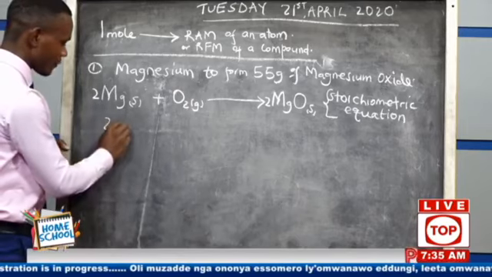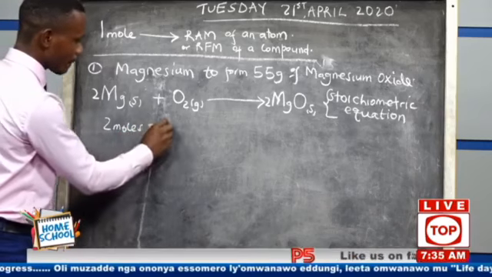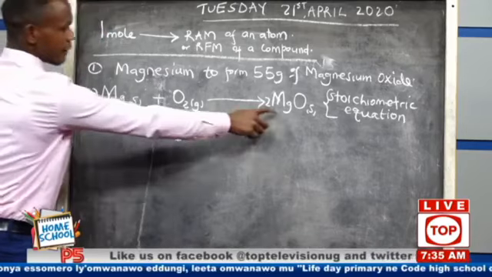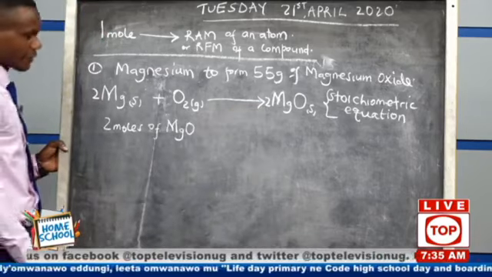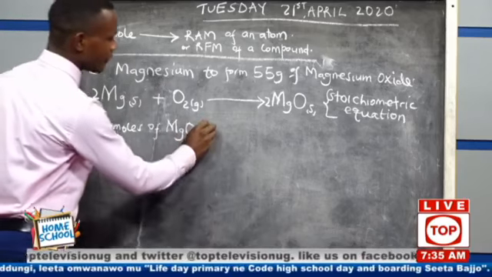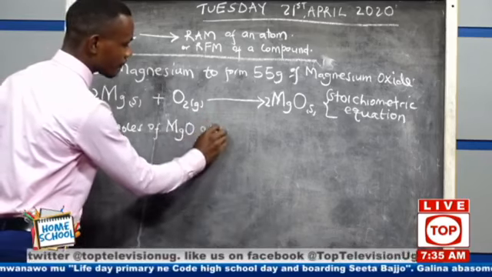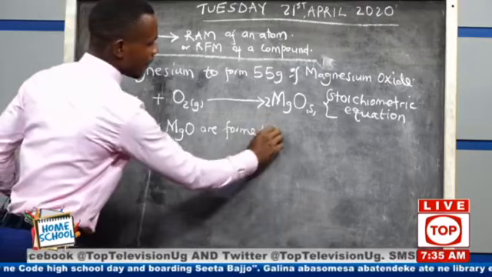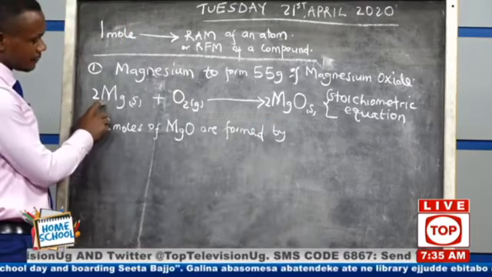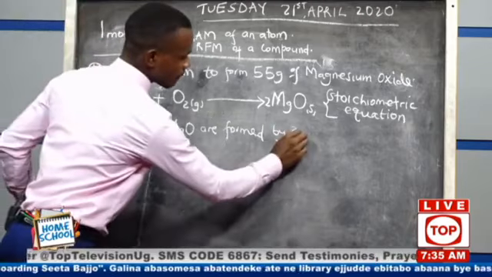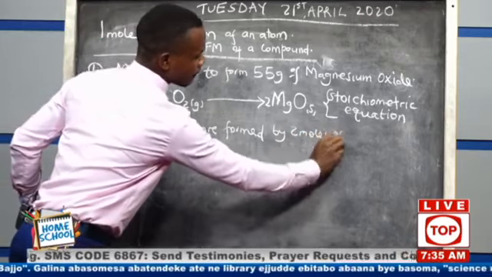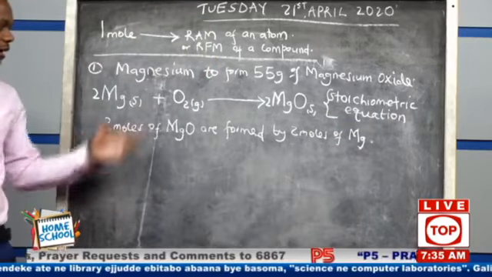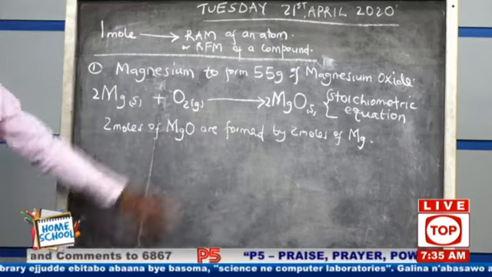We have 2 moles of magnesium oxide. Are they 2 moles? Am I correct? Yes. 2 moles of magnesium oxide, we say that are formed, because this one is the product. They are formed by how many? Magnesium, by 2 moles of magnesium. Okay? 2 moles are formed by 2 moles of magnesium, and that's where we are.